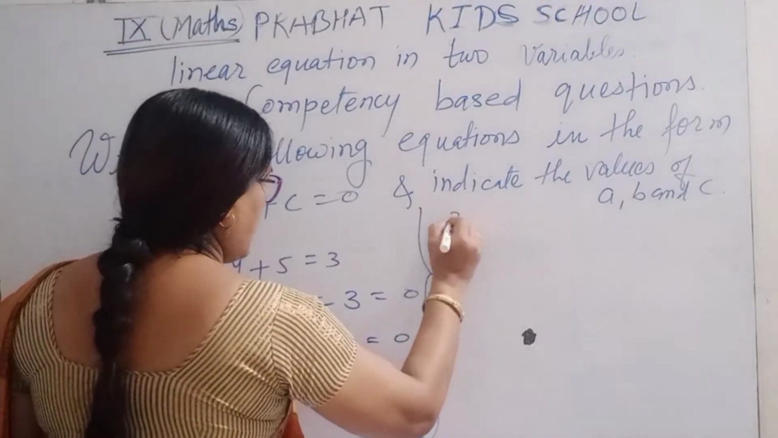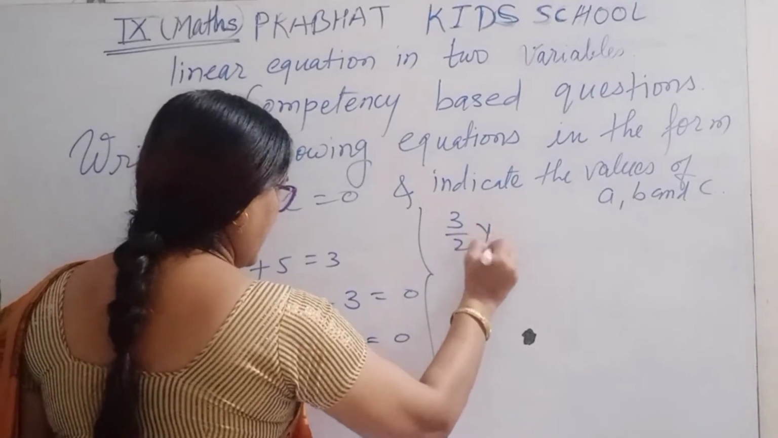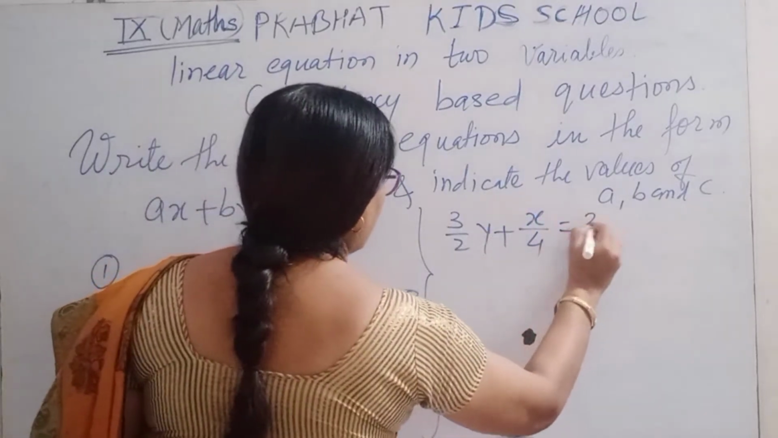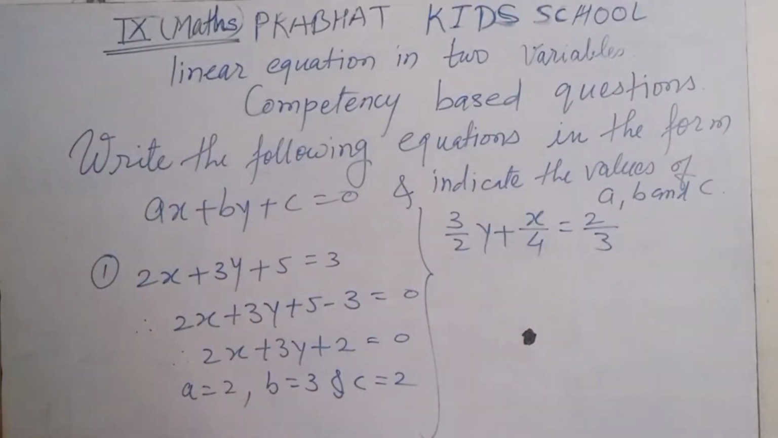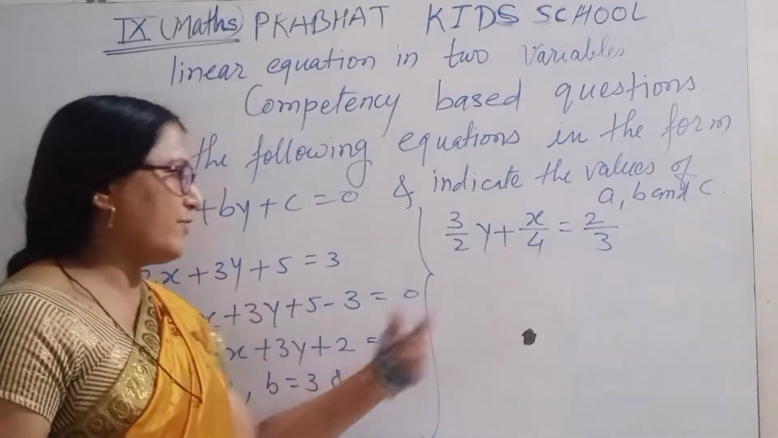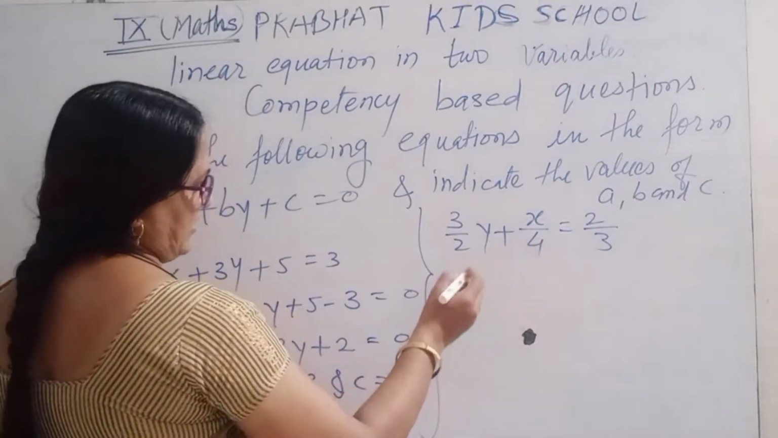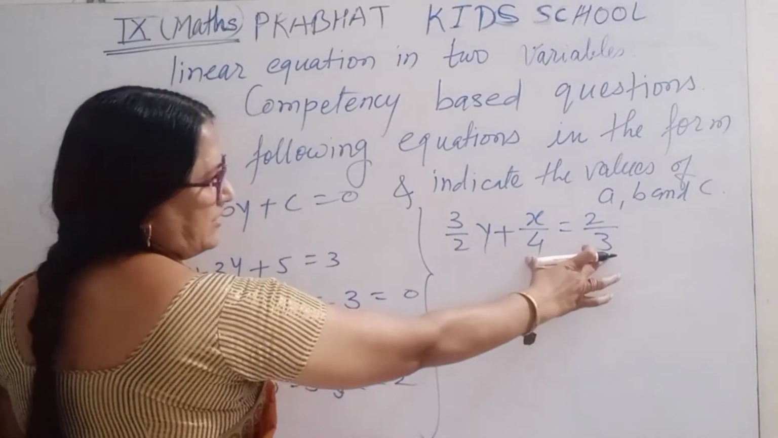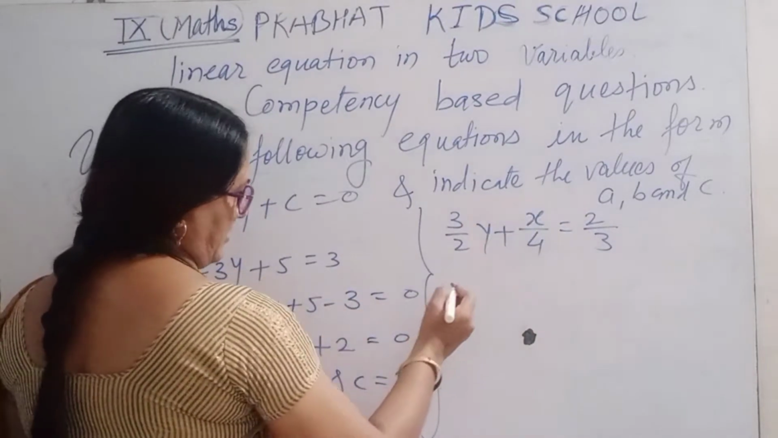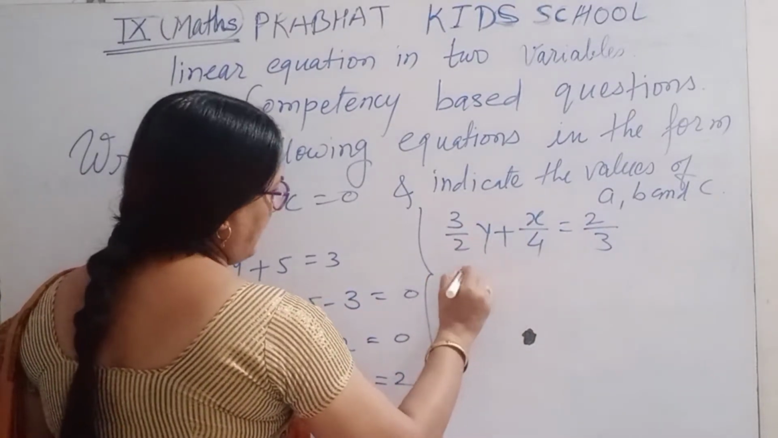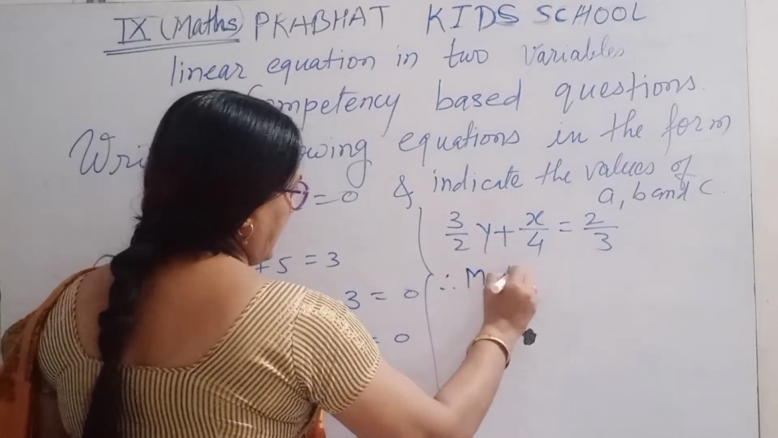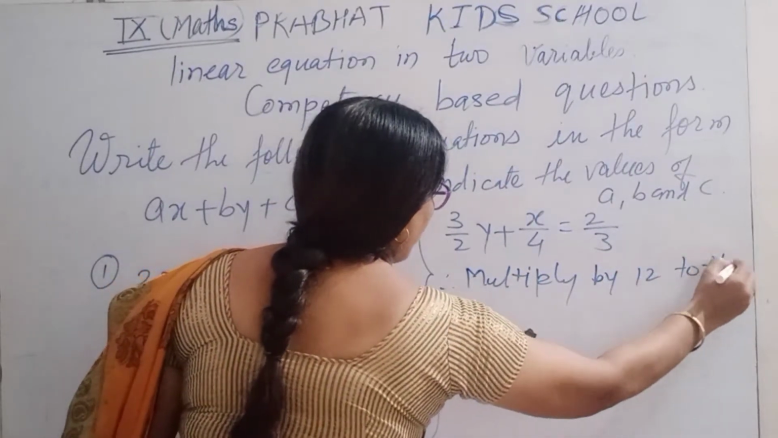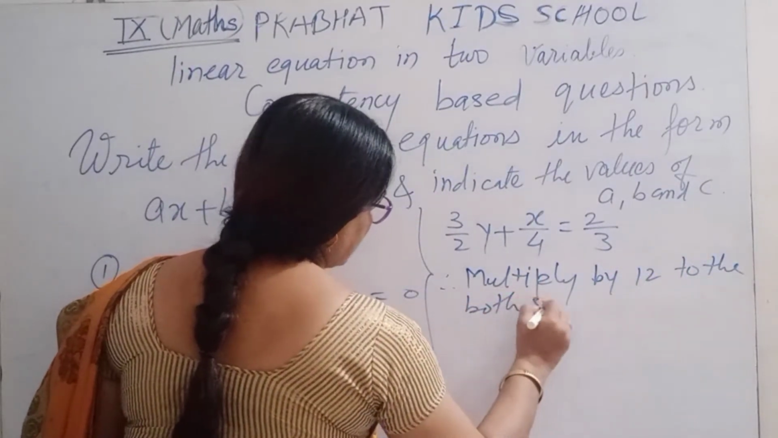What is 3 by 2 multiplied by y plus x by 4 is equal to 2 by 3. What will you do? First take the LCM of this. It is 12. So multiply by 12. I multiply by 3 multiplied by 4 or 4 multiplied by 3. Or you can write, multiply by 12 to both sides.